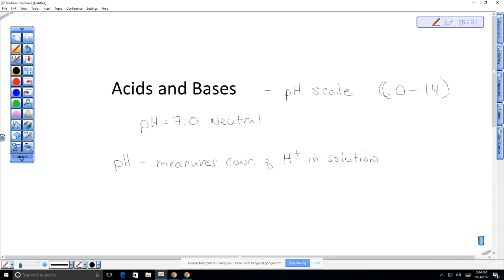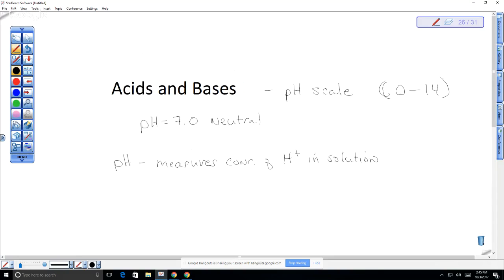Yes? Is that what the H is for, hydrogen? You know, I don't know why they put the H. I'm not sure what P stands for. I'm not sure where they came up with that, but yeah, that kind of makes sense. Good way to remember it.